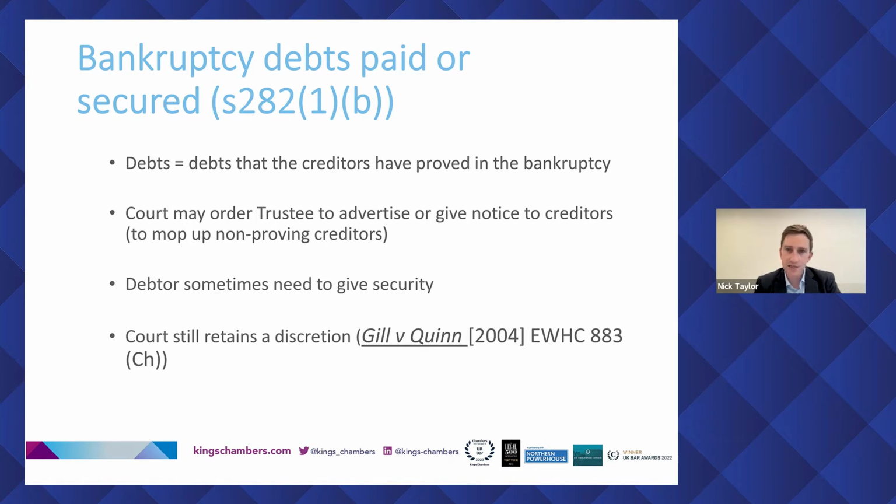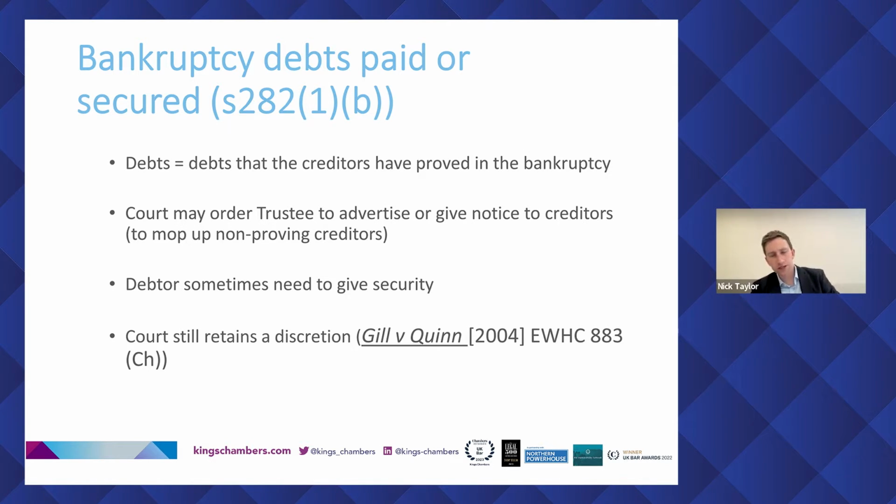The reference to debts in the language is to debts that the creditor or creditors have proved in the bankruptcy. So if there are known to be non-proving creditors, what will often happen if this hasn't been done at the date of the hearing is that the court will essentially order the trustee to advertise or give notice to the creditors to require them to prove their debts within a certain period of time, and then will adjourn the hearing of the application until after that time. And then if the non-proving creditors still haven't proved their debts, then the court can, if it wishes to, and if it's otherwise satisfied, ignore their claims and go on to annul the bankruptcy.